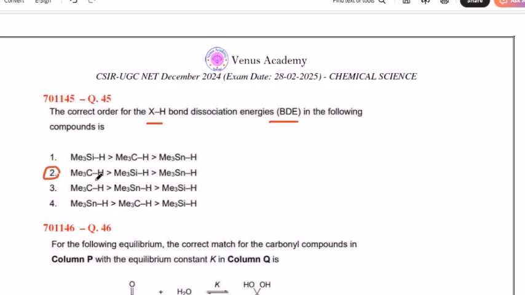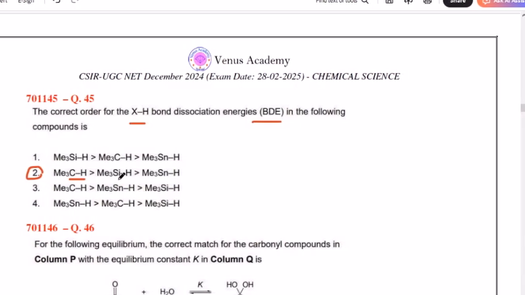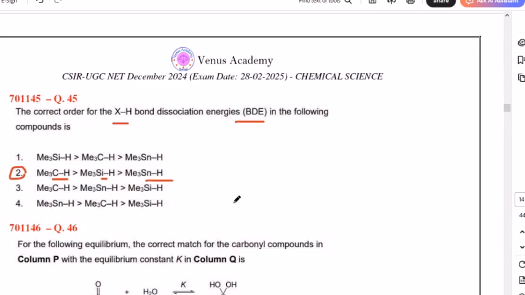So the bond energy required for this is: carbon-hydrogen is more than silane, than tin. So option number 2 is the correct option, friends.